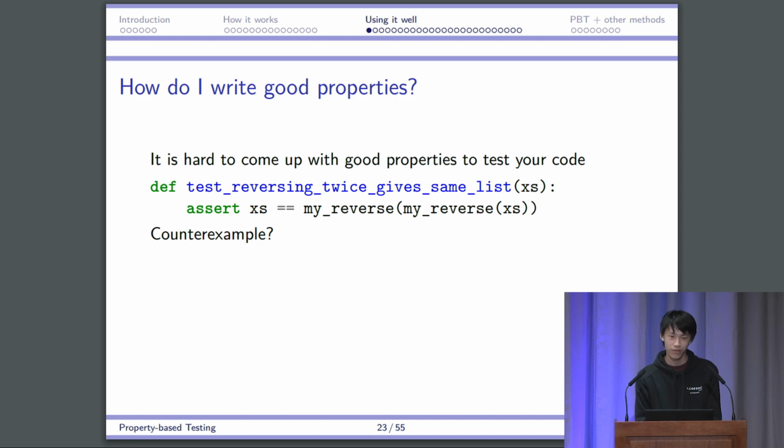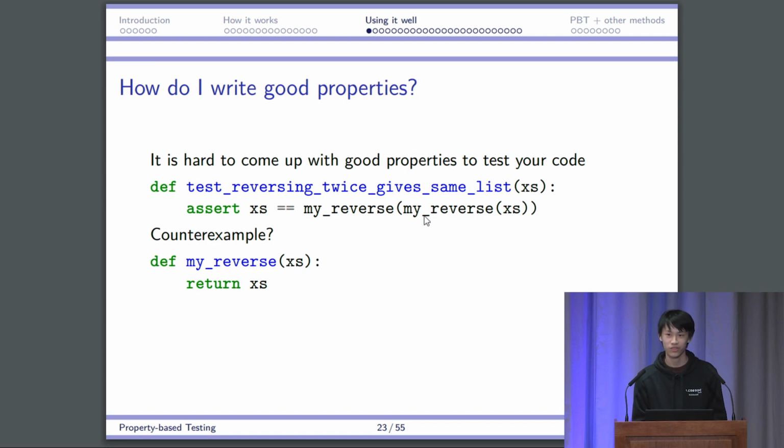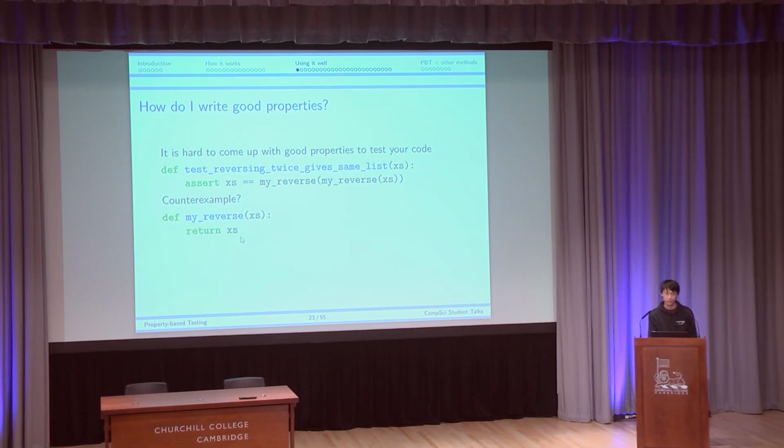In fact, if I was just to give you this property and ask you to implement a function that satisfies it, what would be a function that satisfies it? Well, I could just take a list and output the list again. And this would pass the property for as many tests as I could give it. And clearly this doesn't implement reverse. So what do we do? Well, we need to write better properties.